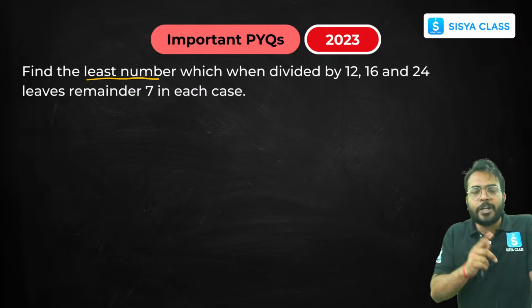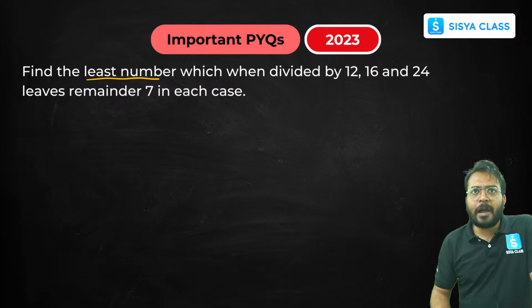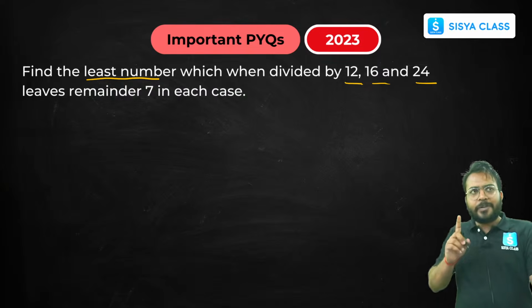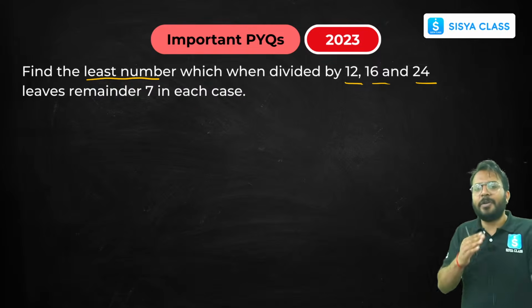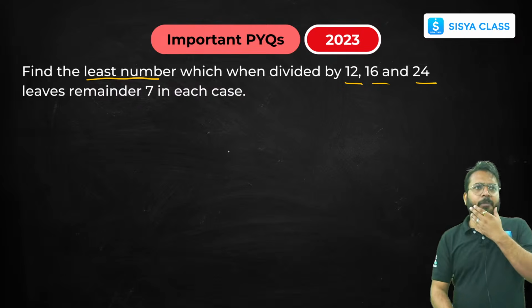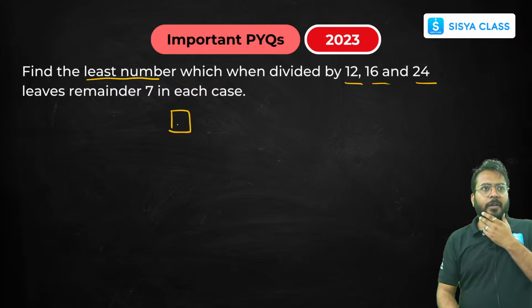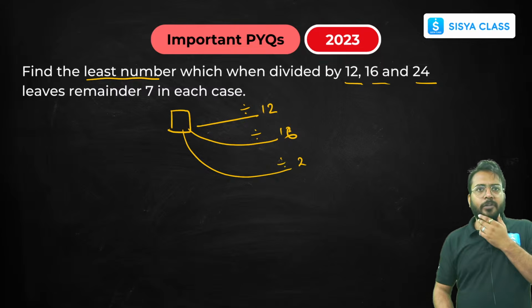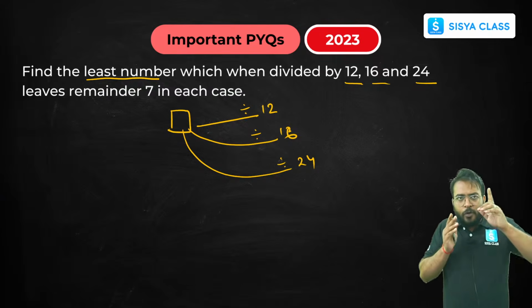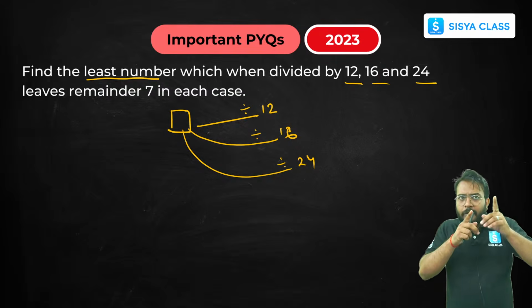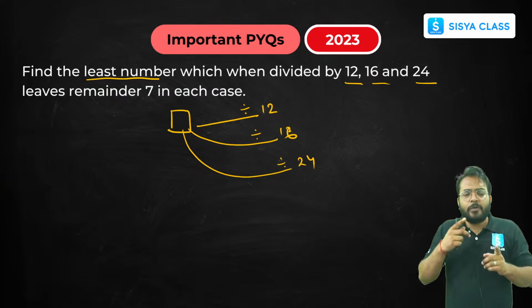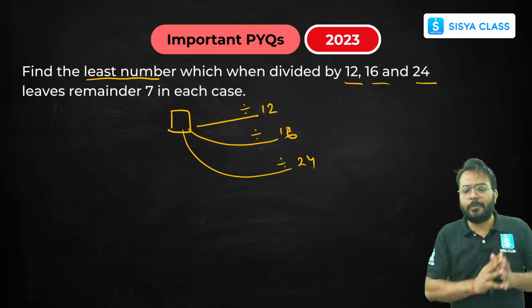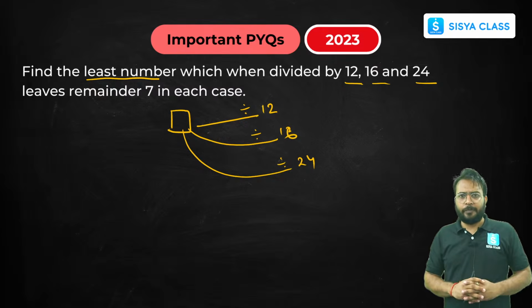Least number which when divided by 12, 16 and 24 leaves 7 remainder. Just imagine there is one number. This number is divisible by 12, 16 and also by 24. There is one number which when you divide by 12, by 16, and by 24, always you are getting 7 as a remainder, okay?